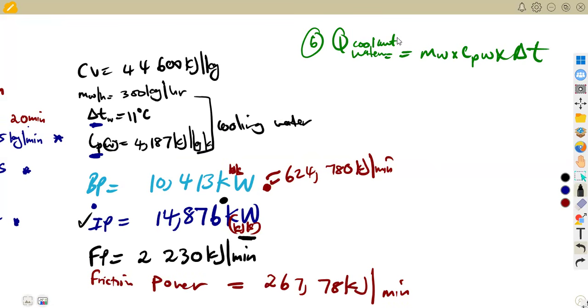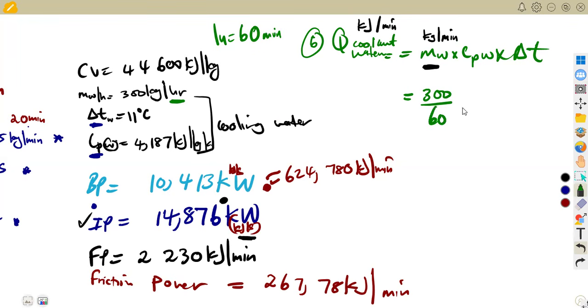Since this is needed in kilojoules per minute, it means the mass of water is the controlling part. The mass of water is the one that controls. It must be in kilograms per minute also. But let's check. We are given this per hour. So per minute means what? That will be 300 over 1 hour, which is equivalent to 60 minutes. So we have to divide by 60.